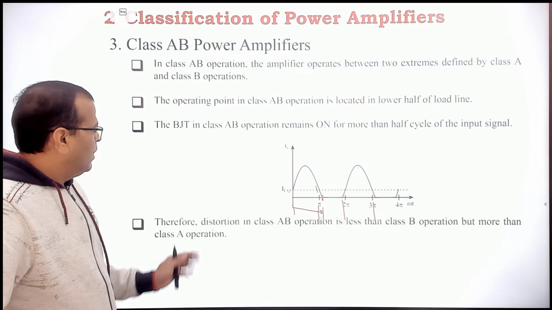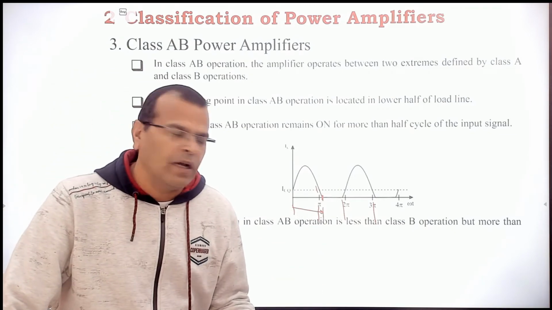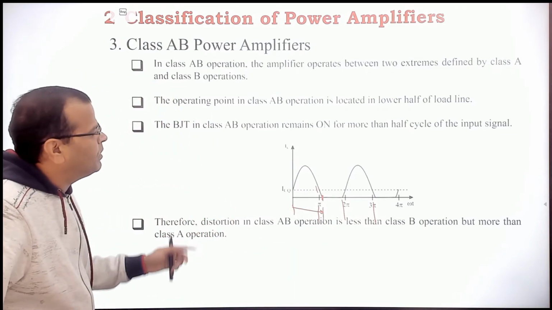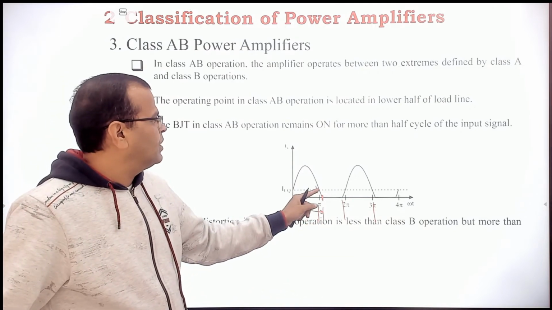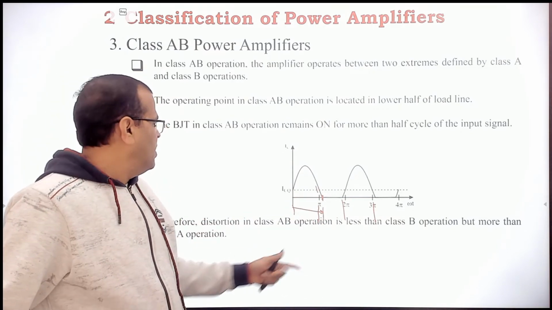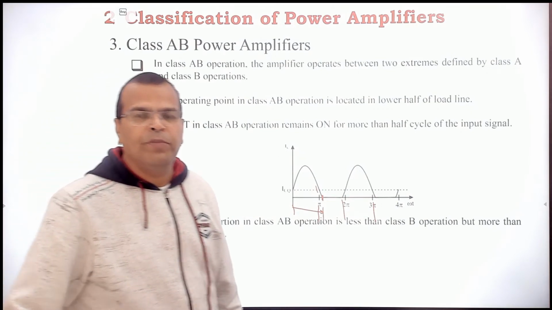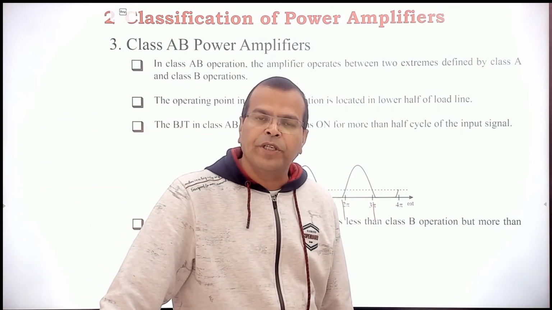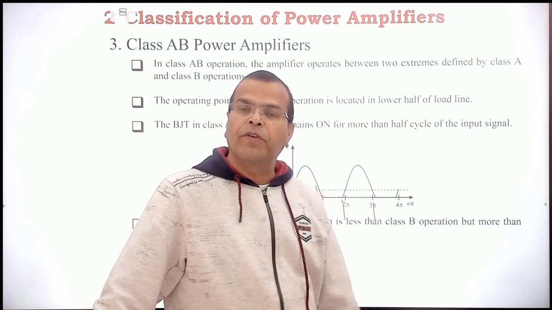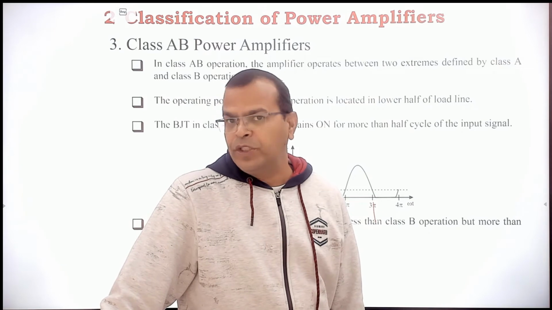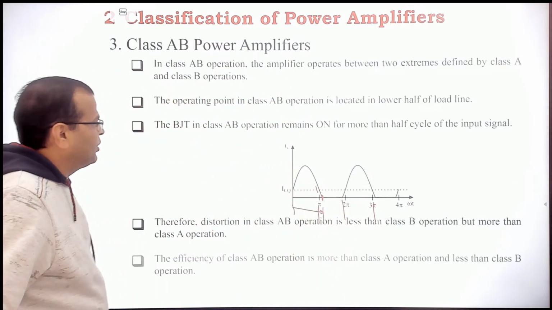Then the distortion in class AB operation is less than class B. Why? Because your output is available for more than half cycle, which is more than class B operation. Why more than class A operation? Because in class A operation your output signal is sinusoidal, we have already seen, but in class AB it is not sinusoidal for full cycle. So distortion is more than class A but less than class B operation, right?